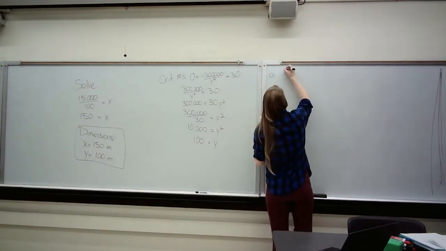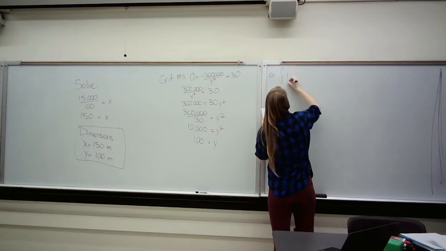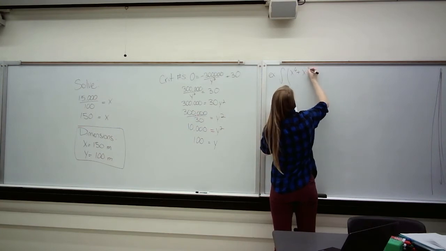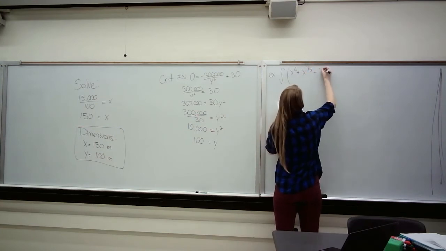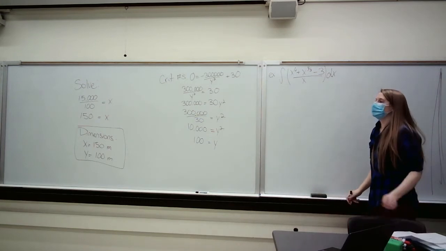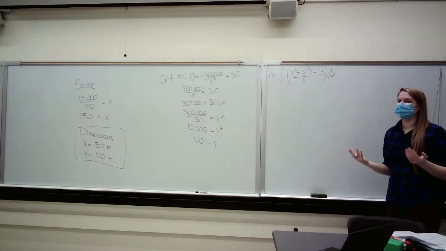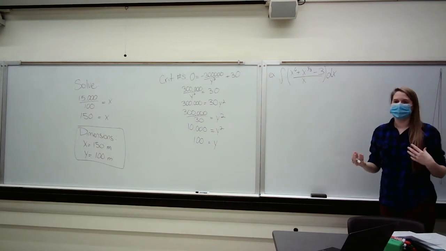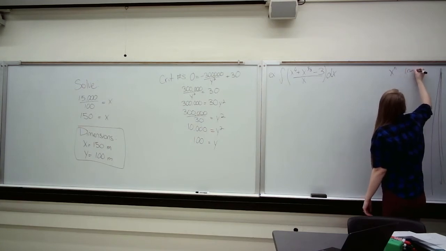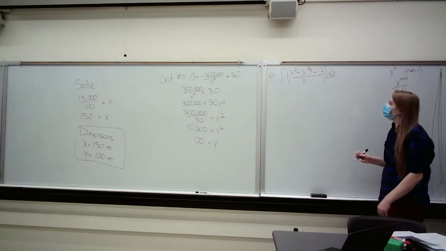Okay, so integral of x to the 6 plus x to the 4 thirds minus 3 over x dx. So, remember with integrals, one of our main properties that we use is this. If we have x to the n, where n is not equal to negative 1, we just add 1 to the power, divide by new power. So that's a nice property.